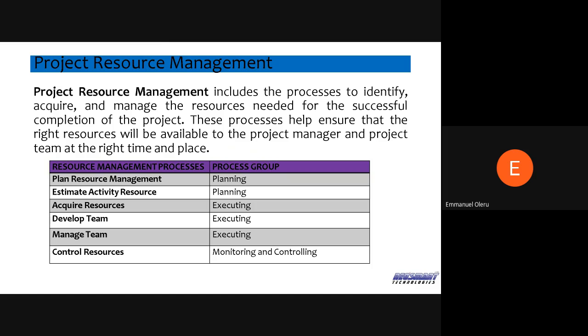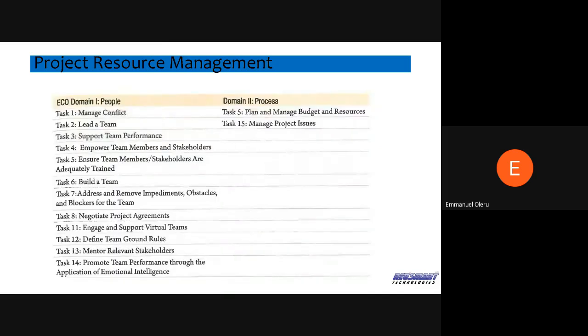So during planning your resource, of course, is planning, estimating is planning, then when you acquire resource is when you want to start doing the project, right? You get people that you need for the project, and then of course you develop the team during your execution. And then you manage the team, and then during your monitor and control, you then control the resources.